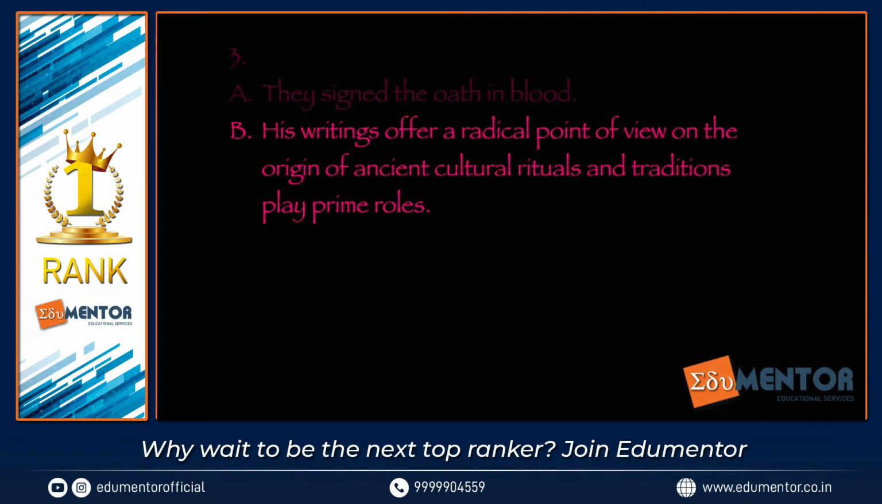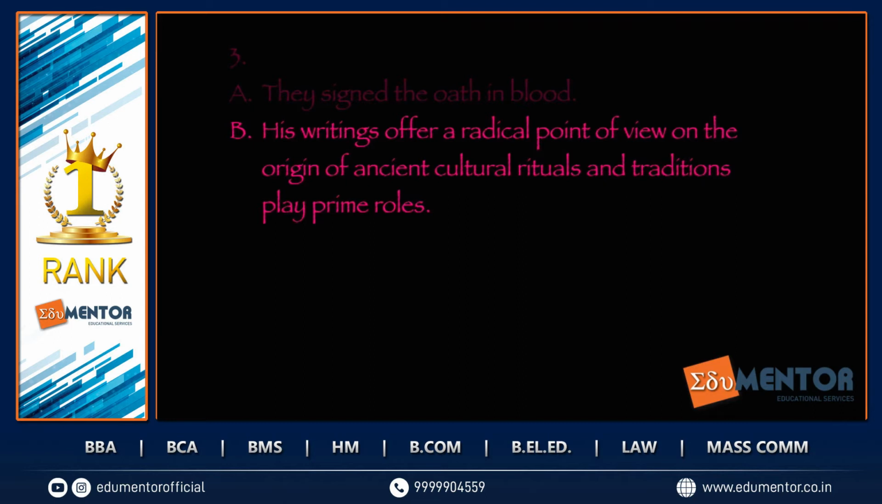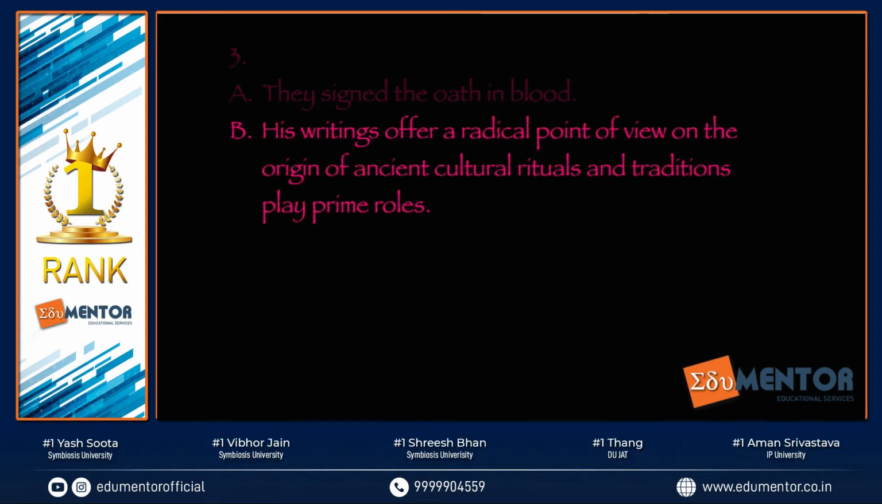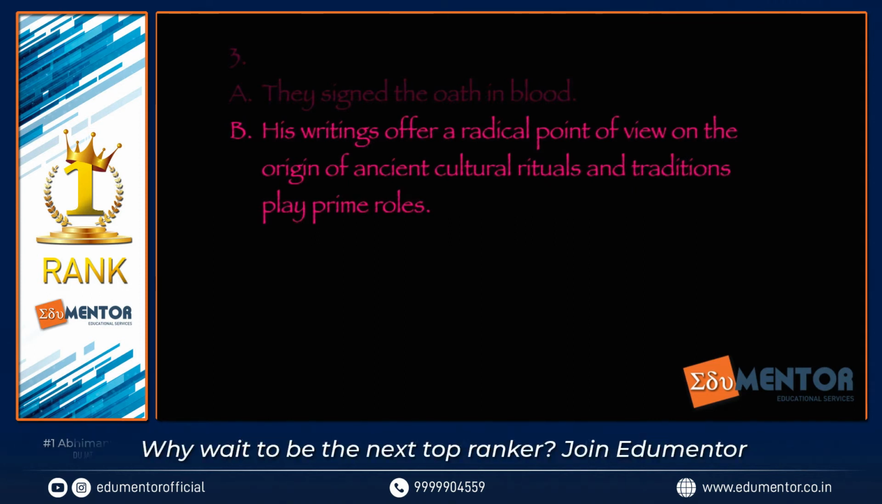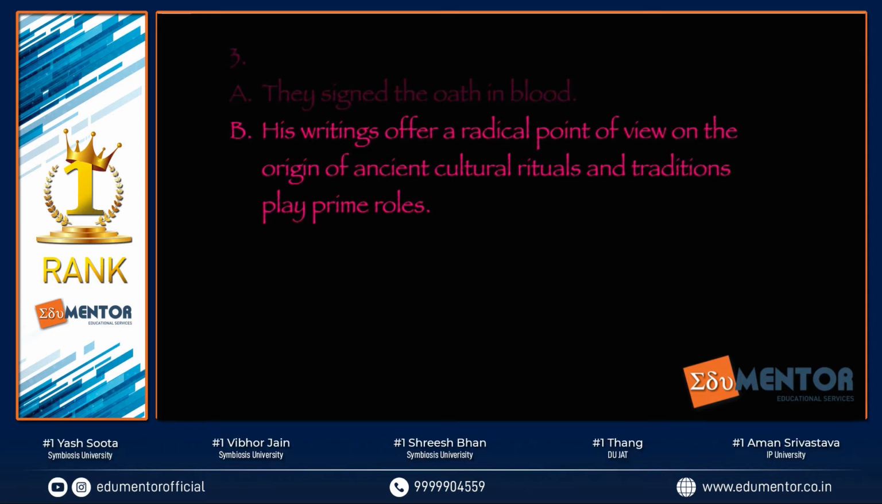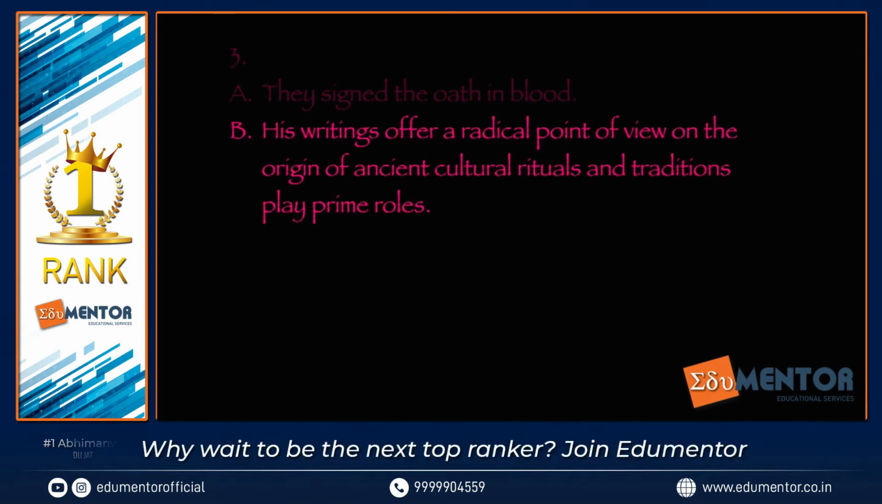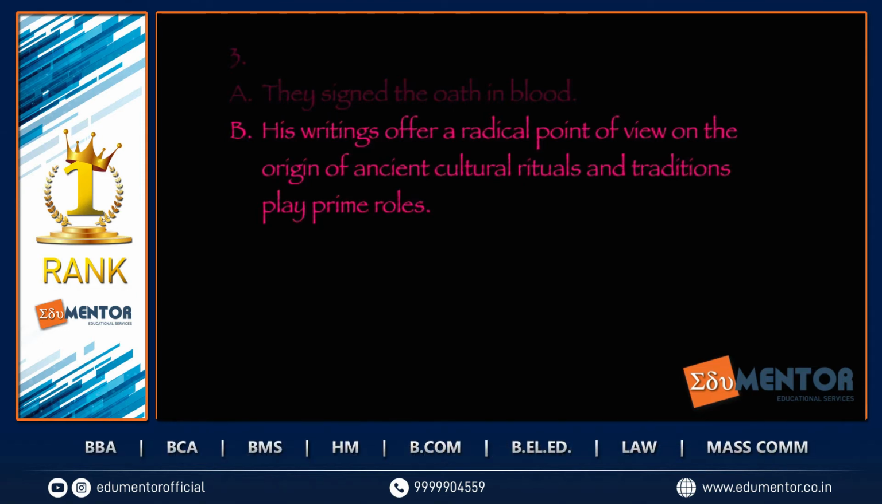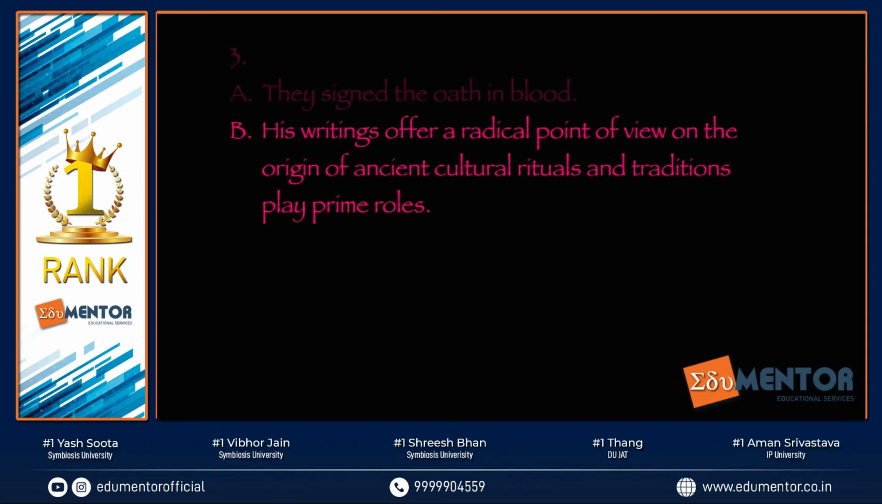Now, if you read the entire statement, it looks extremely abrupt because it seems what exactly is plays prime roles, right? Your traditions are playing prime roles, but you need to connect this entire phrase with the subject. So what do you do to correct it? You say his writings offer a radical point of view on the origin of ancient cultural rituals and traditions that play prime roles. Now, the moment I say traditions that play prime roles, I have reconnected this part of the sentence to my main subject, which is his writings. Which means my option B was incorrect.